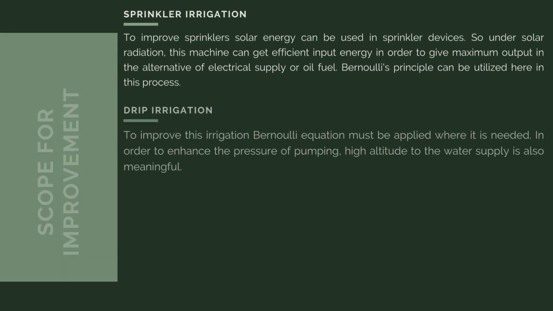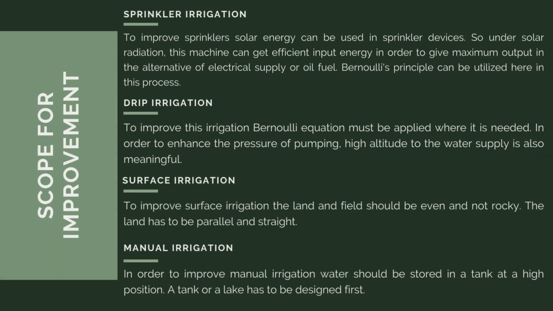For improvement of sprinkler irrigation, solar energy can be used in sprinkler devices. Under solar radiation, this machine can get efficient input energy in order to give maximum output, as an alternative to electrical supply or oil fuel. Bernoulli's principle can be utilized here in this process to improve sprinkler irrigation.